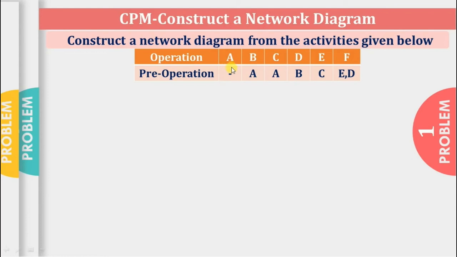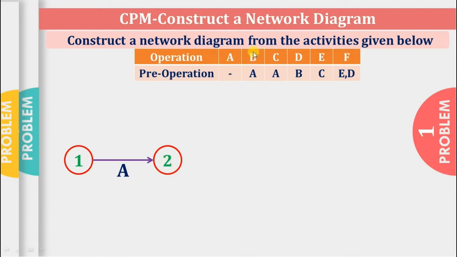So let's start. First, we'll draw operation or activity A. So activity is represented by an arrow. So first draw one arrow from the left side moving towards the right. Write A below the arrow, and always an activity has a start and end event. So draw one circle here and give it number 1, and here 2.